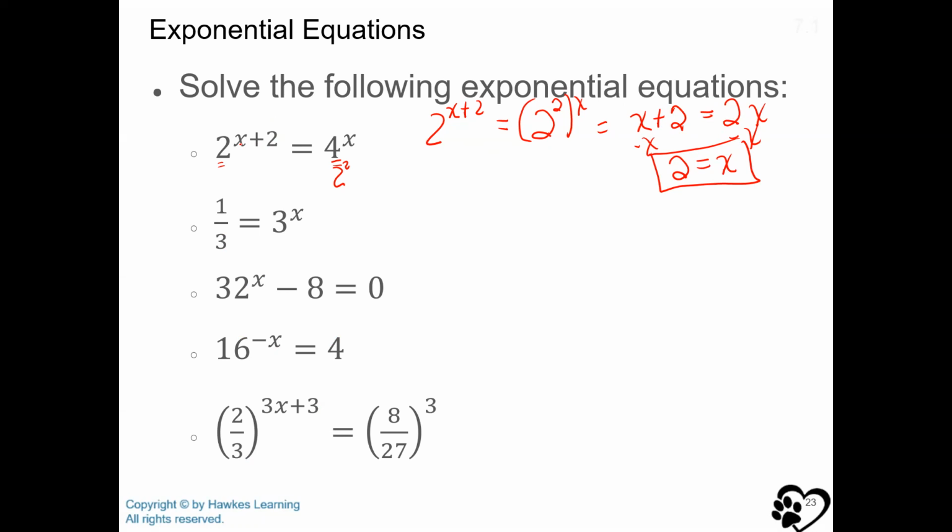So if I plug this in, 2 plus 2 is 4. So 2 to the 4th power is equal to 4 squared. And both of those have an answer of 16, so I know I'm right.